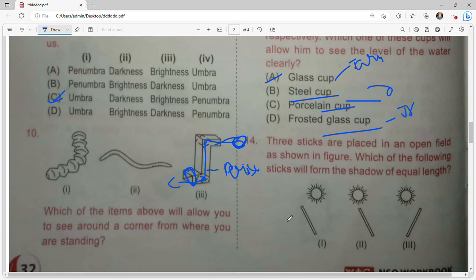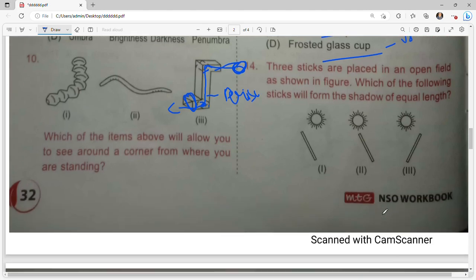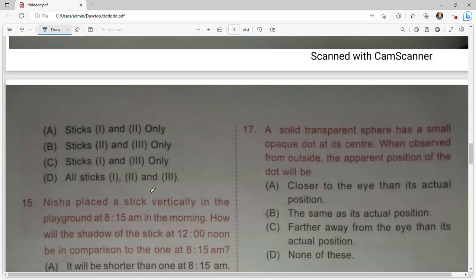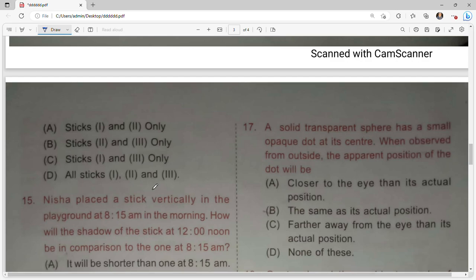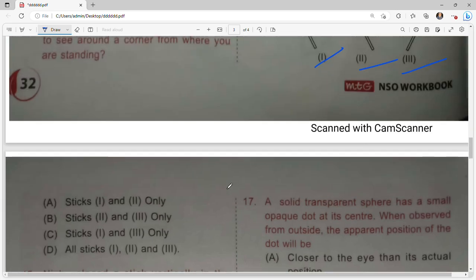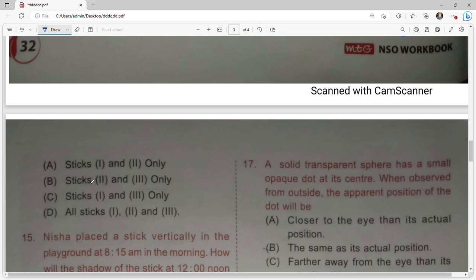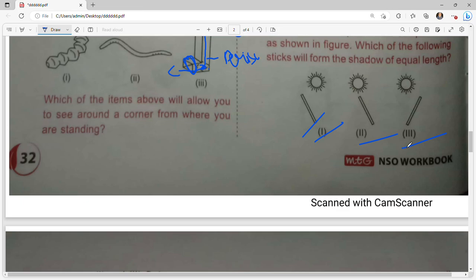Next is question number 14. 3 sticks are placed in an open field as shown in figure. Which of the following sticks will form the shadow of equal length? These are the 3 sticks. Let's see the options. Sticks 1 and 2 only, sticks 2 and 3 only, sticks 1 and 3 only, and all sticks 1, 2 and 3. So correct answer for your question number 14 is option number C, which is sticks 1 and 3 only.